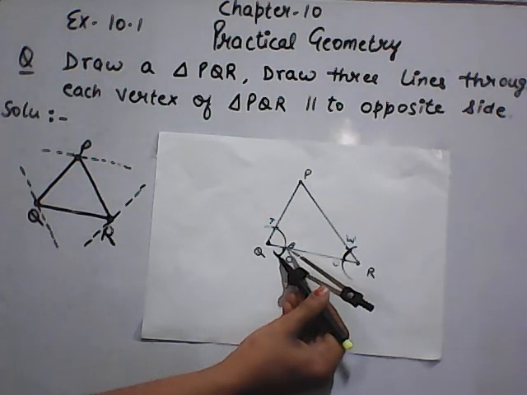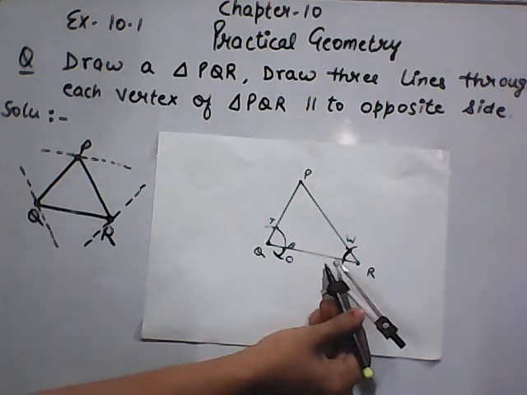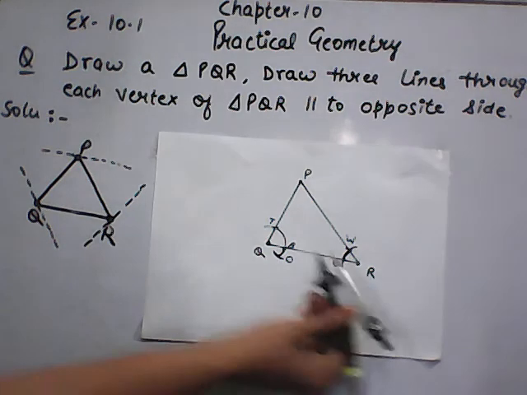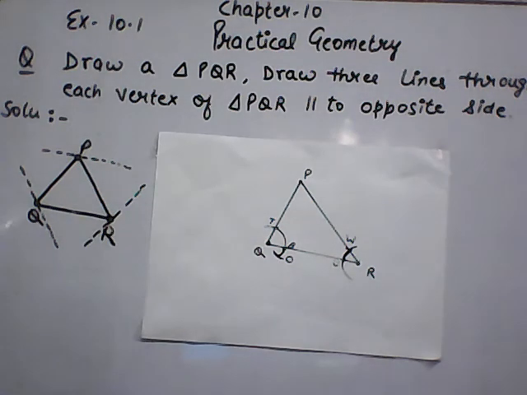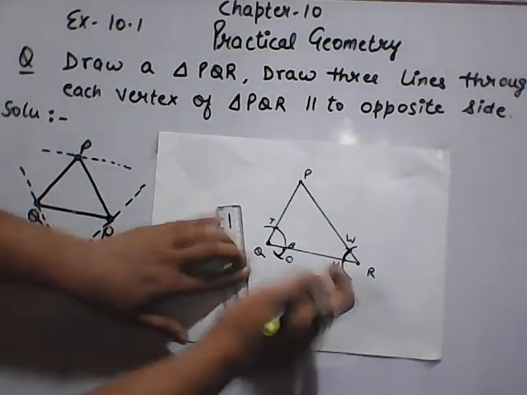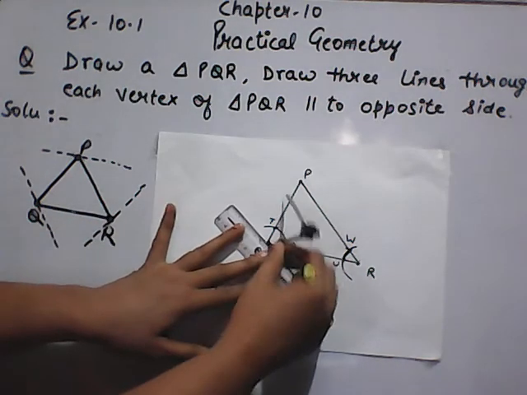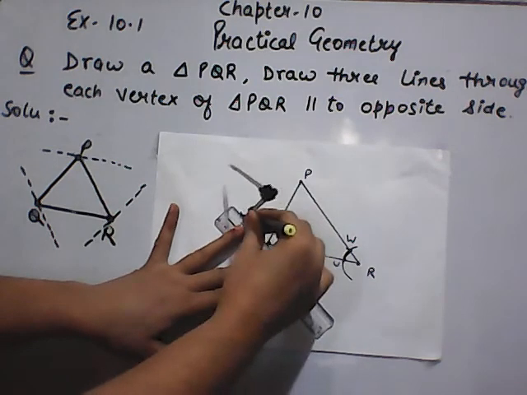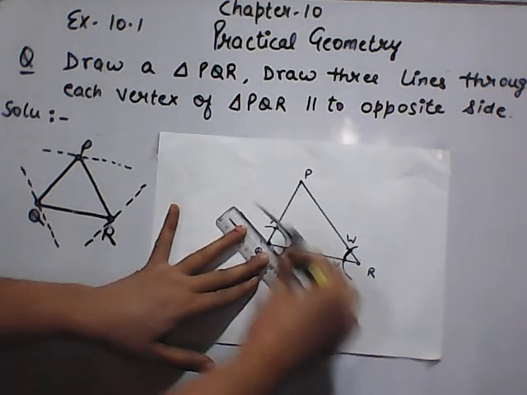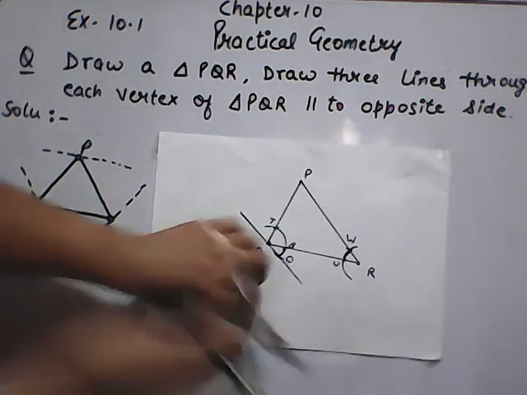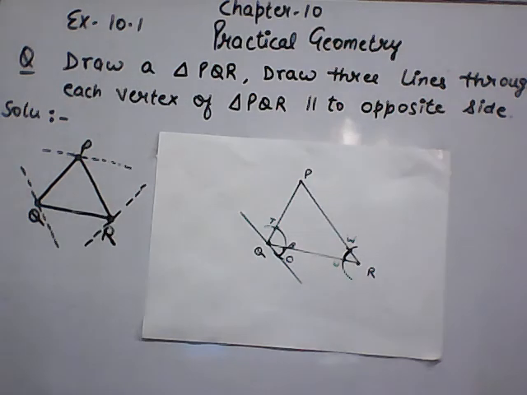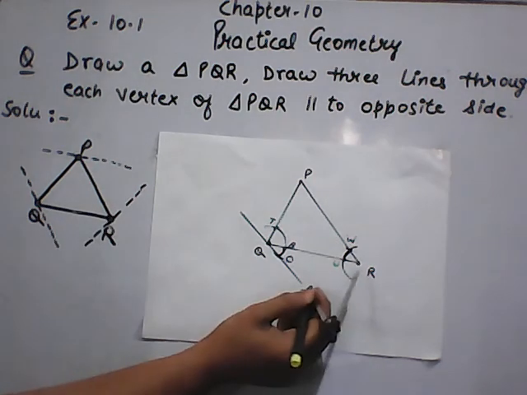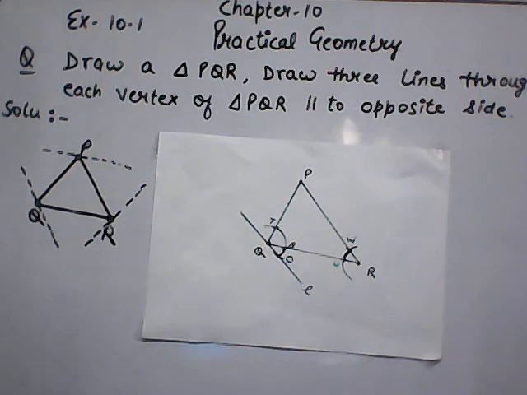Now these are opposite sides of PQR. Now join Q and O. In this way, suppose this line L is parallel to PR as the alternate interior angles are equal.